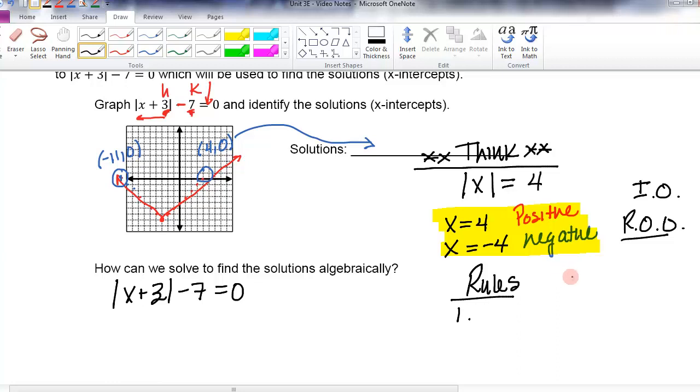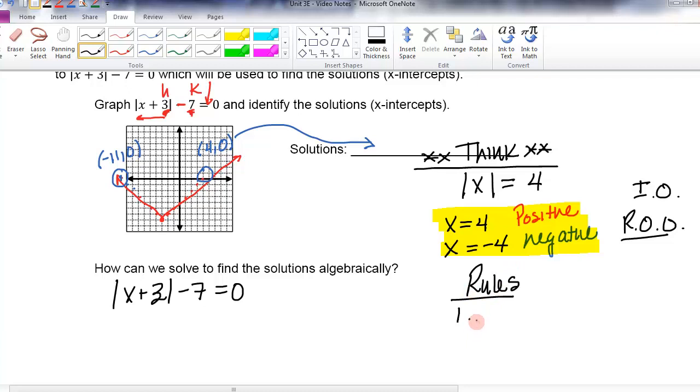I guess I should mention that too. We're going to solve for the absolute value, so we're going to get it by itself, isolated on one side of the equal sign. And then after that, we're going to address the positive form and the negative form. So let's get these two basic rules down so we can get started.